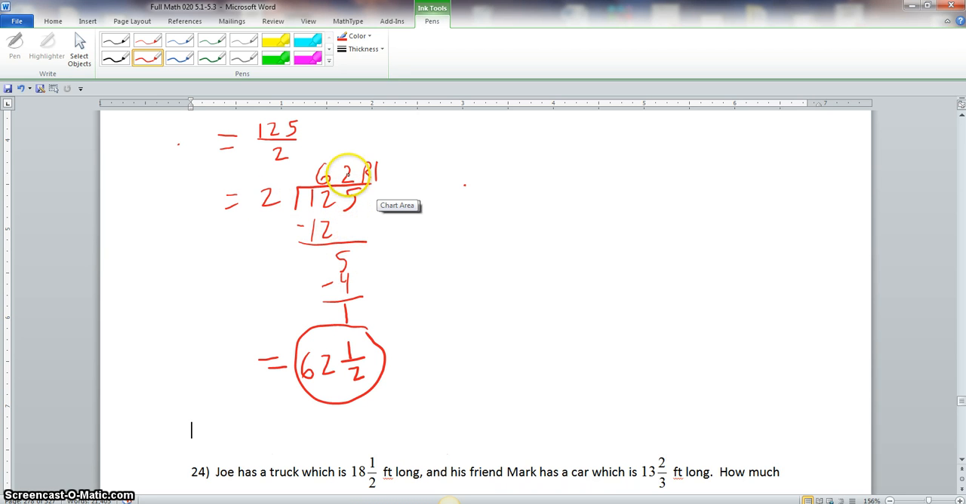2 goes into 5 twice. 2 times 2 is 4. 5 minus 4 is 1. And we have a remainder of 1.